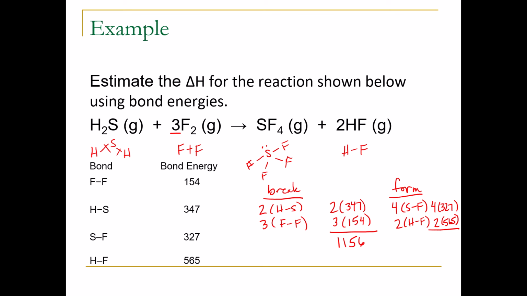So over here I have 2,438 for the energy released when the bonds are formed. So when I put those together, my delta H will be 1156 minus the 2,438. So more energy is released than goes in, and I get negative 1,282 kilojoules. So that's based on bond energies.